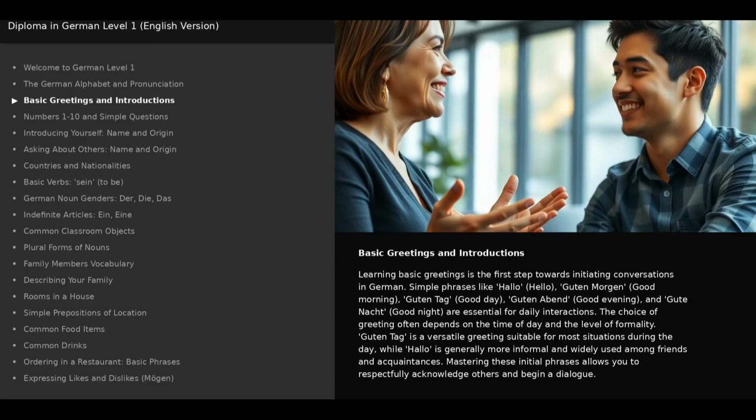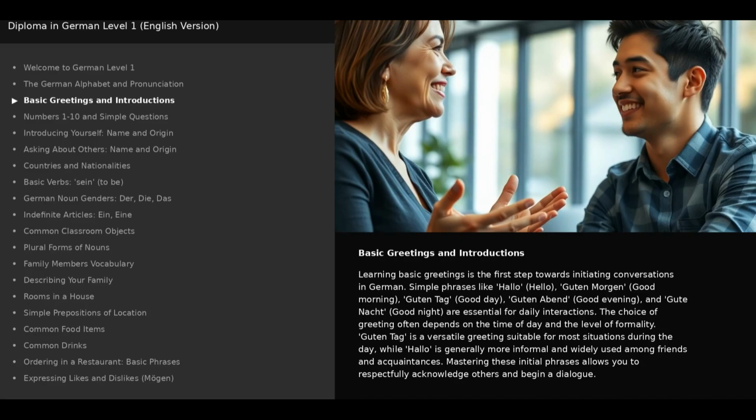Basic greetings and introductions. Learning basic greetings is the first step towards initiating conversations in German. Simple phrases like hallo, hello, guten Morgen, good morning, guten Tag, good day, guten Abend, good evening, and gute Nacht, good night, are essential for daily interactions. The choice of greeting often depends on the time of day and the level of formality.